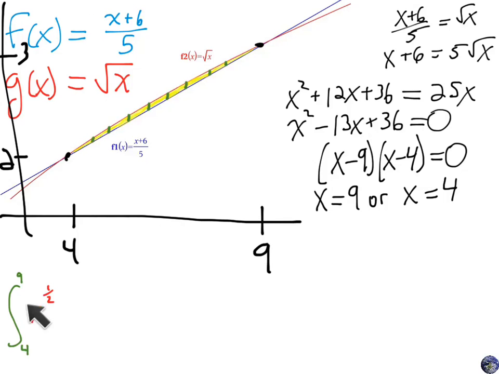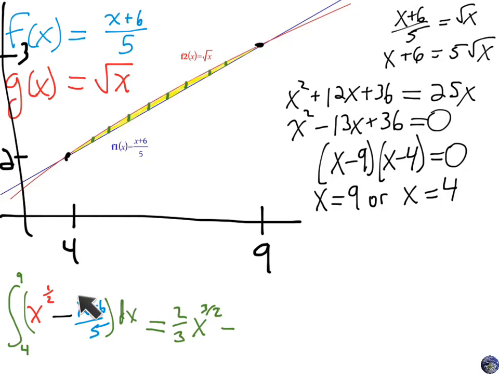So it's going to be x to the 1/2, that's the square root of x, I just wrote it with exponents, take away the blue line, which is x plus 6 over 5. And again, this is all with respect to x, so the dx there. And now we just integrate each of these little bits using the power rule. So the integral of x to the 1/2 is 2/3 x to the 3/2.